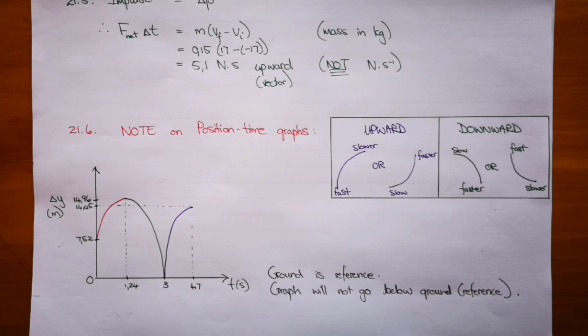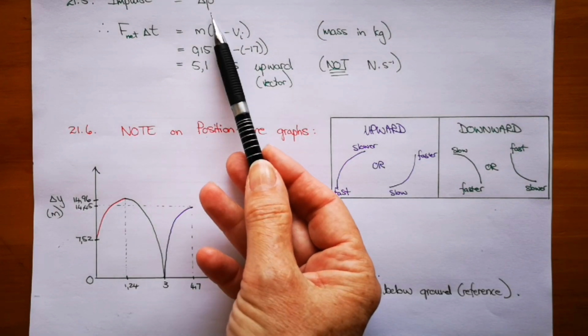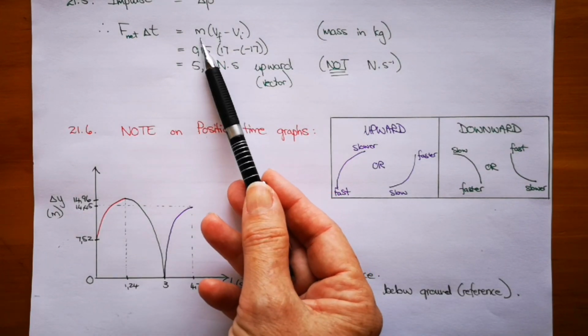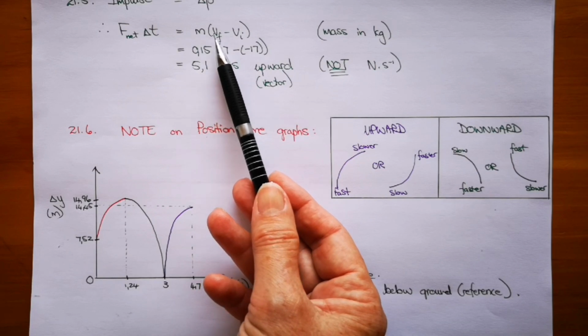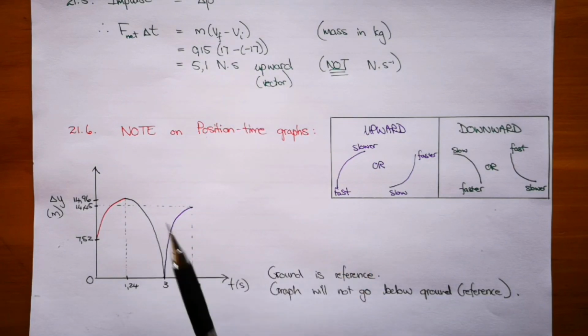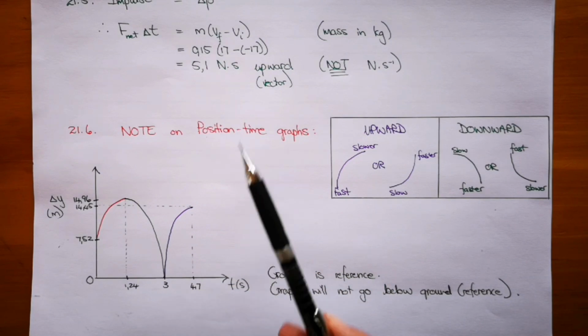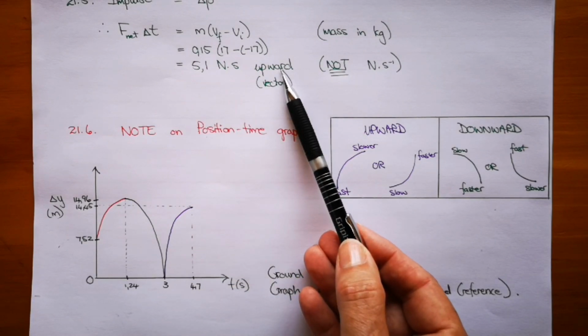21.5. Calculate the impulse of the ball when it bounces off the ground. The impulse is equal to the change in momentum, and change in momentum is mass times the change in velocity. So you get a positive answer, 5.1 newton seconds upwards.